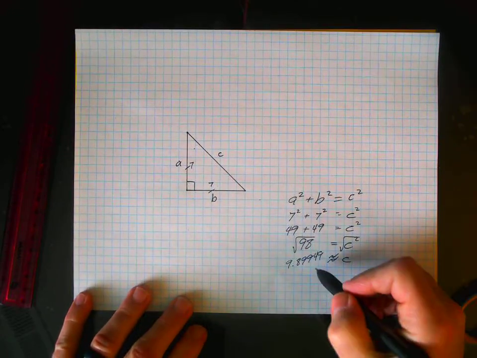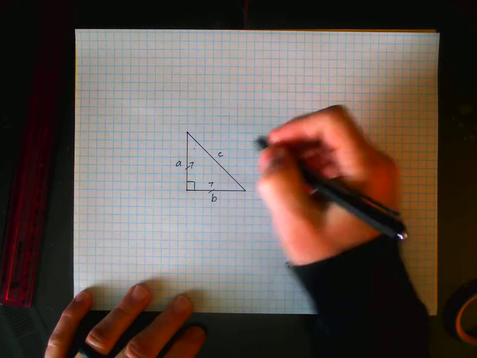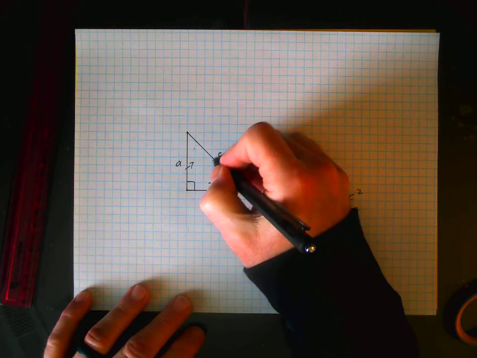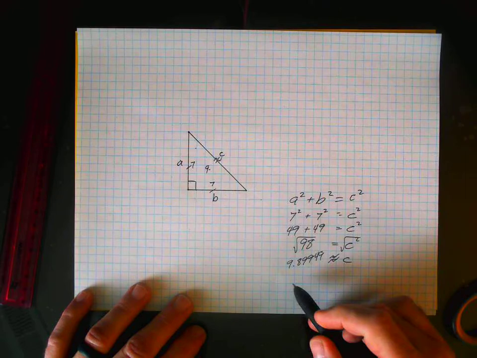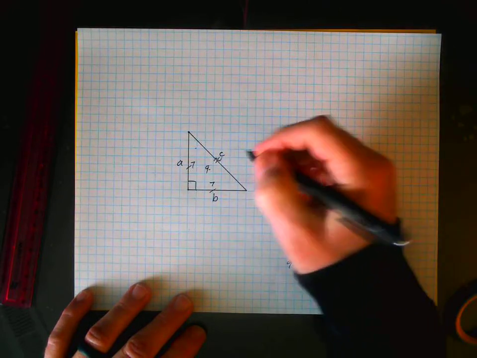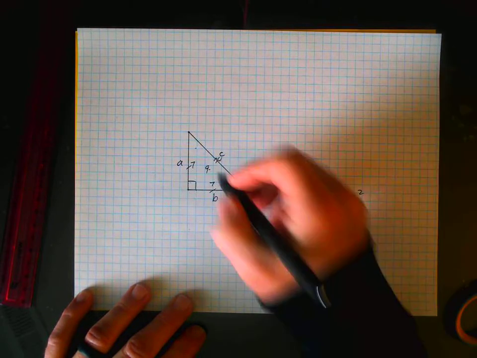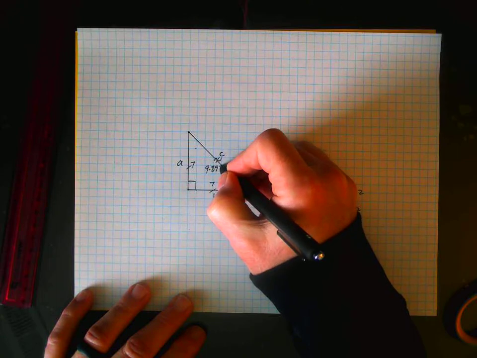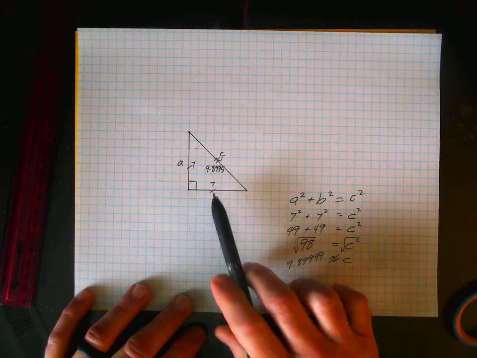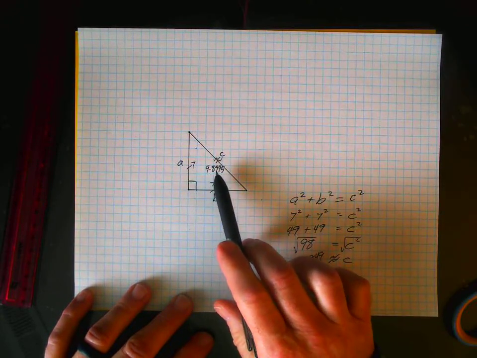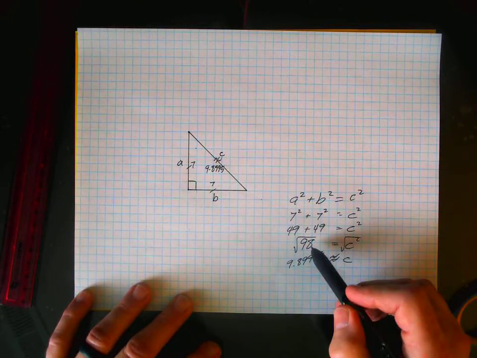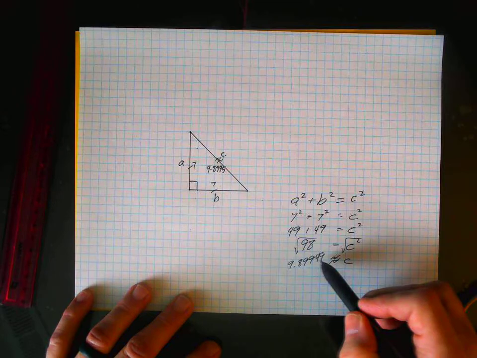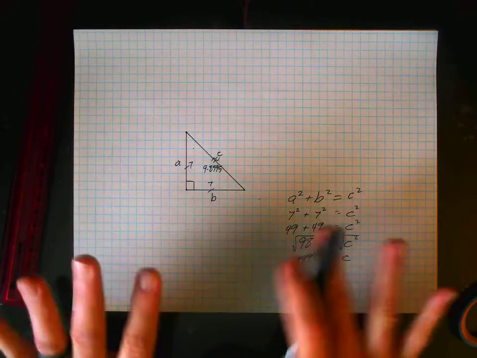So this is approximately 9.8995. Now, if I square 9.8995, I'm not going to get 98. I'm going to get a little more than 98 because I rounded this up. So, we're cool. Let's stick with this.